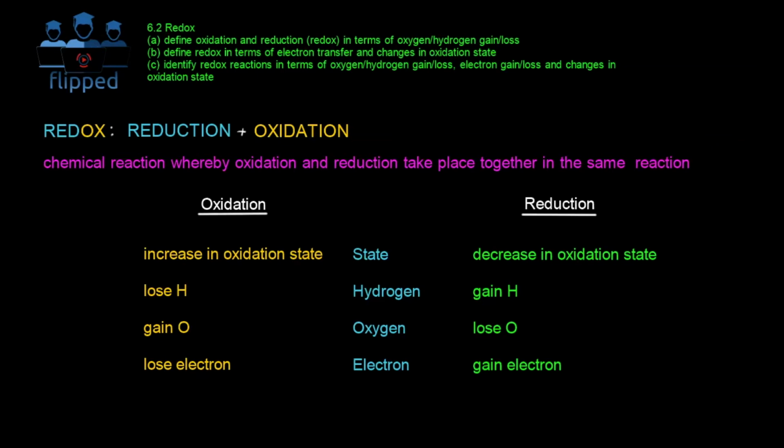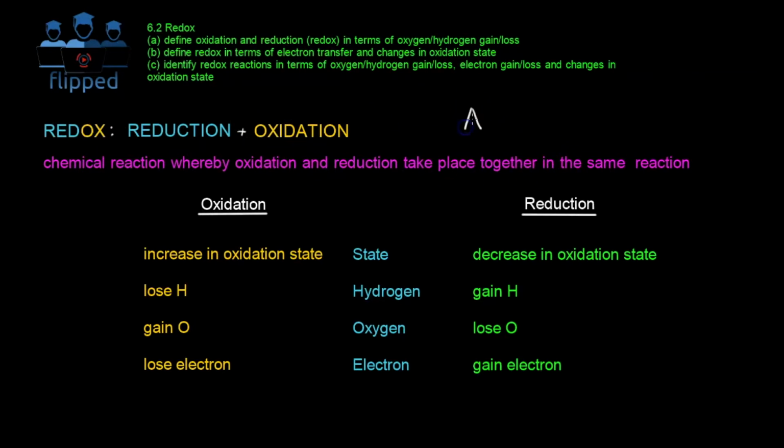We are on the final portion of this chapter, which is called redox reaction. A redox is made of two words, reduction and oxidation. Okay, you can see the color coded. Red is from reduction, ox is from oxidation. When we put them together, it's called redox. So what exactly is a redox? It's a chemical reaction whereby oxidation and reduction take place together in the same reaction.